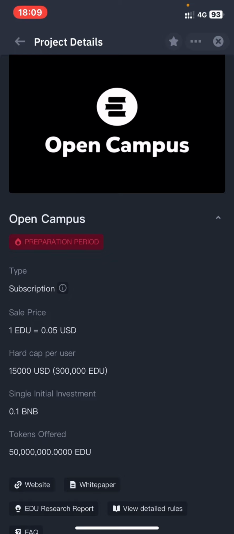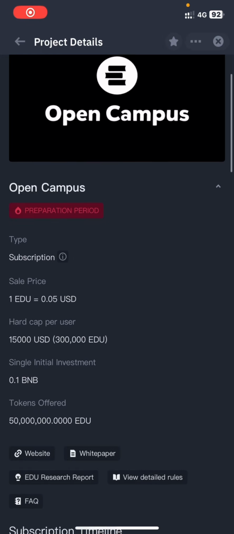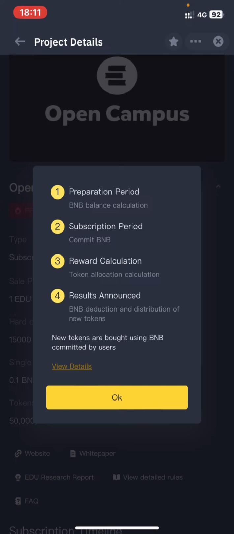OpenCamp preparation period. Type: subscription. For you to understand the meaning of subscription, I'm going to press this option over here for more information. You see number 1 over here, preparation period, BNB balance calculation. 2, subscription period. You have to commit your BNB. And 3, reward calculation, token allocation calculation.